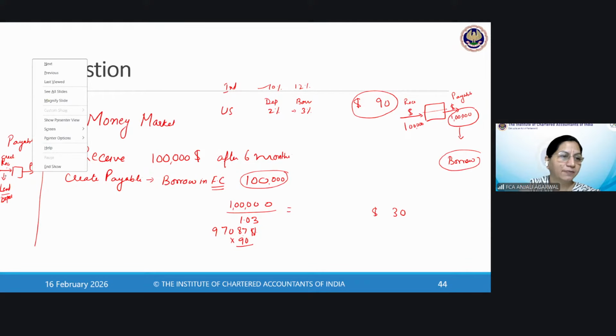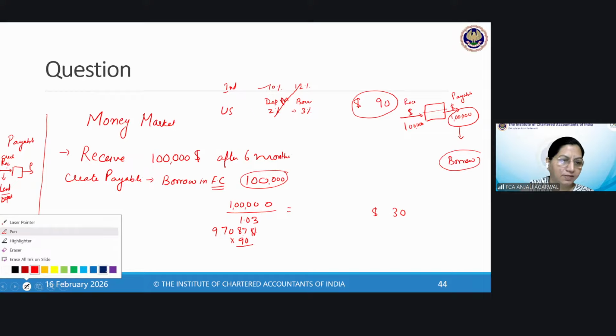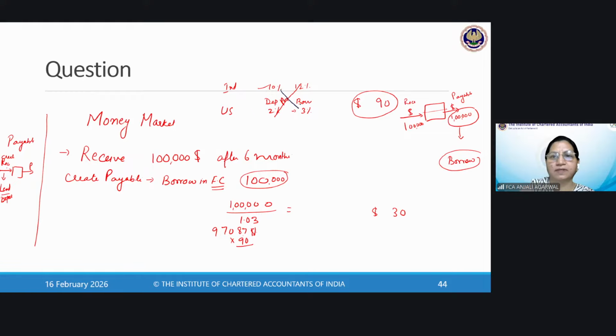So create receivables. When you create receivable, you have to deposit. So then I would have deposited the present value of 100,000 at 2% and then converted it, but where will I get that money from? So that I will arrange from the Indian market at 90. I'll borrow this much in the Indian market and repay together with interest at 12%. So if you have payables, this is what is applicable to you. And if you have receivables, this is applicable.